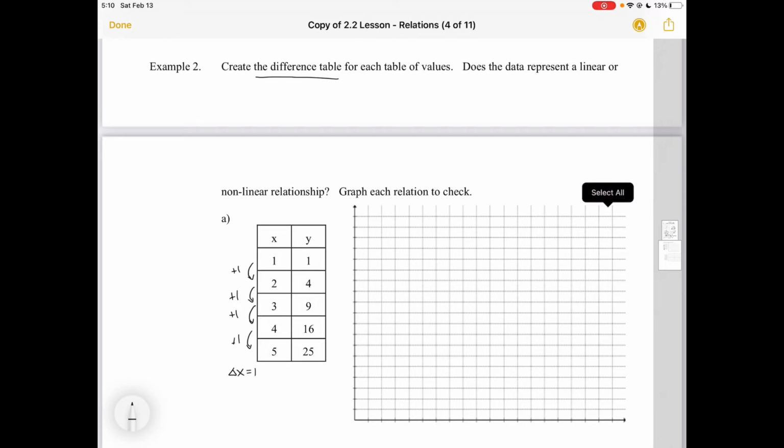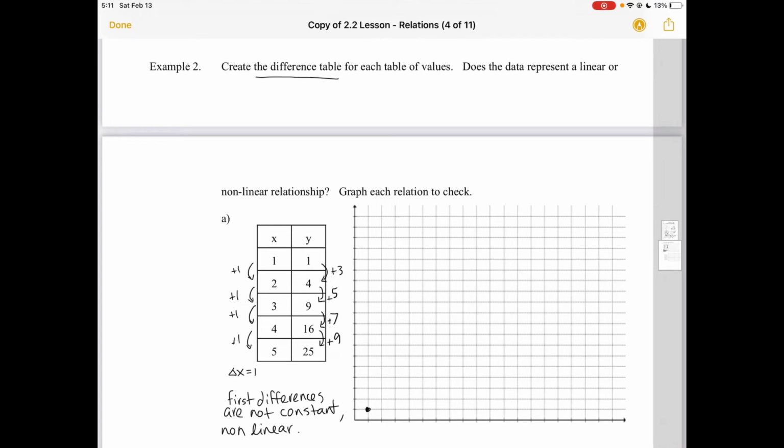Now we're going to do the same thing for our y values. If I check my first two, I'm going up by 3. Then I'm going up by 5. Then I'm going up by 7. And then I'm going up by 9. It is a pattern, but it's not the same number. So that means that our first differences are not constant, not the same number. So this is a non-linear relationship.